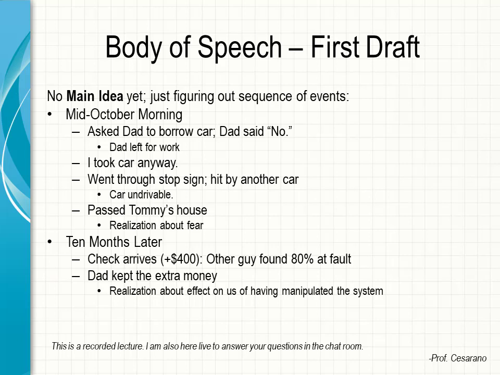So the sequence of events, as he's hashing it out, began on a mid-October morning. He got up early and asked his dad to borrow the car. And his dad always trusted him. Joe was a responsible kid and they had a good relationship, so it was kind of a formality. He expected Dad would say yes, but Dad said no.